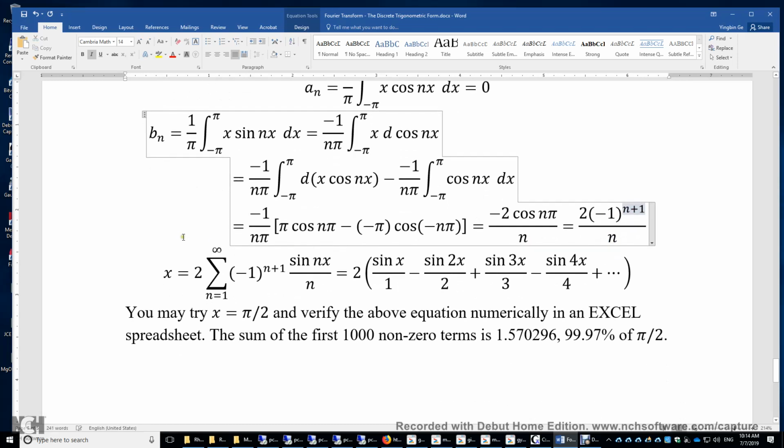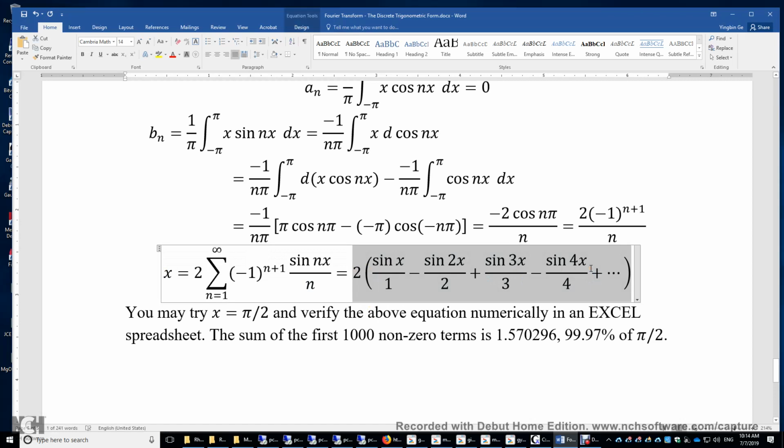All right. So therefore, x can be expanded into this infinite series of sine functions. We have 2 times sine 1x over 1 minus sine 2x over 2 plus sine 3x over 3 minus sine 4x over 4 plus sine 5x over 5 minus sine 6x over 6, and so on. So you can plug in x equals 1/2 pi on the left hand side and on the right hand side, and you can verify this part is approximately 1/2 of pi.